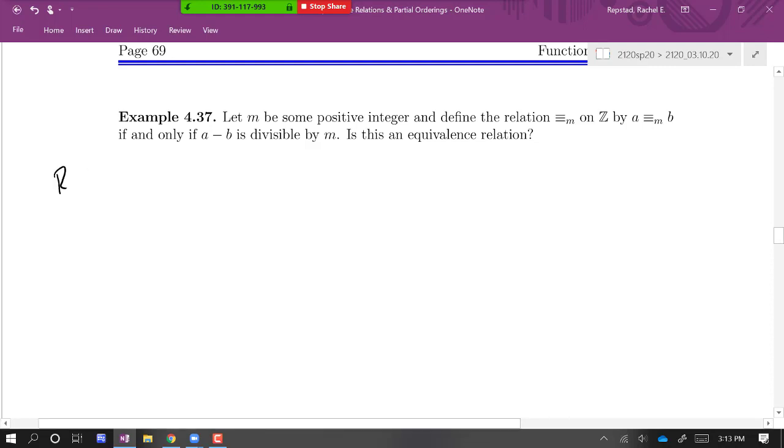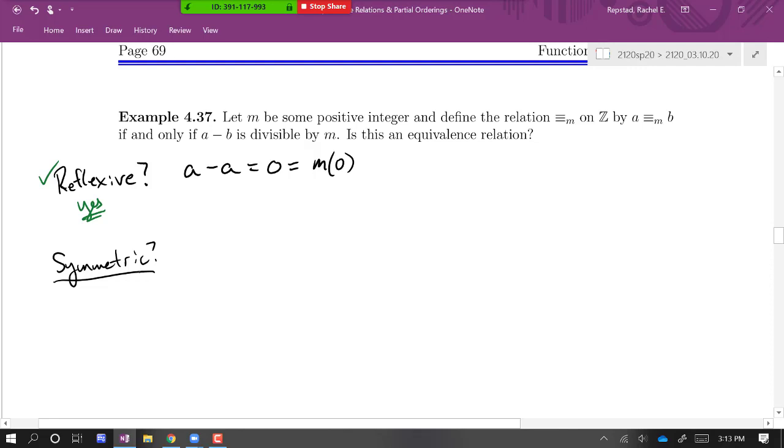So for reflexive, again, I'm not going to bother writing the nicely worded proofs because this is the third one we're doing, and I think we all kind of get it. But what do we look at to demonstrate that this is reflexive? Yeah, 0 is a multiple of m. So this gets a yes. Is it symmetric?